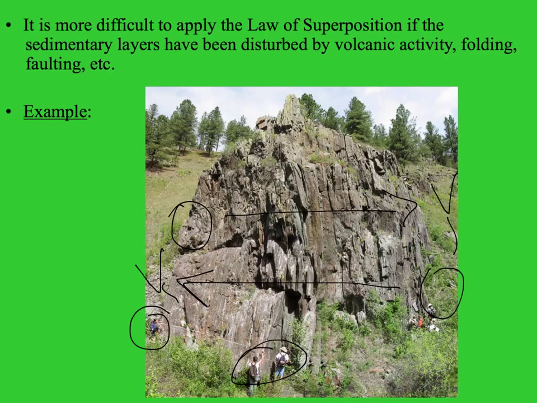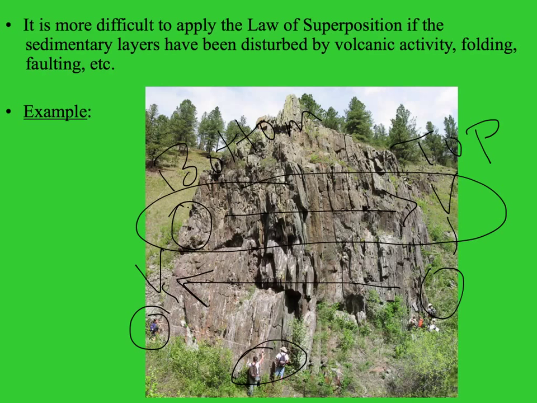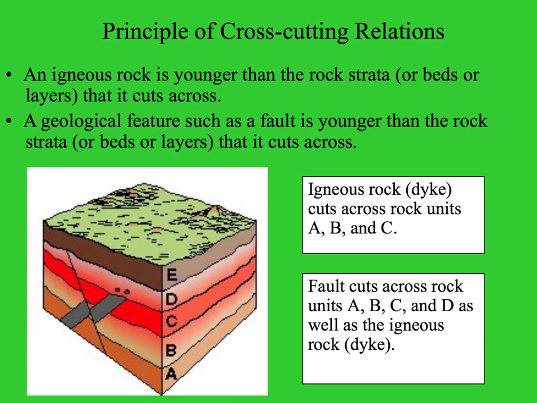So in this particular example, over here is the top, and over here is the bottom. And if that is the case, if this is the bottom, then we know that this is the one that's actually true. The oldest would be here, and as you go towards the top, the layers get younger.